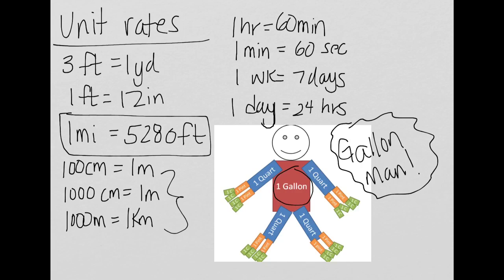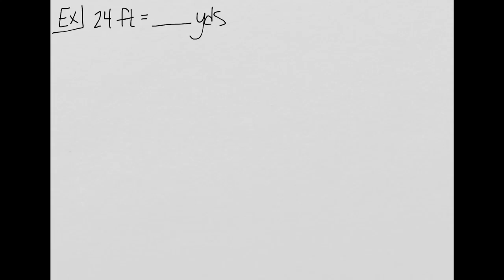So in 1 gallon, we have 4 quarts. So those are his arms and legs. And then within each quart, you have 2 pints. And then each pint is 2 cups. All right. So if I say how many cups are in 1 quart, well, 1 quart is 1 whole arm. So in 1 whole quart, there are actually 4 cups. So if you want to kind of remember Gallon Man to help you, go for it. If not, you're going to have to find a way to memorize these if they're not provided for you on anything we're doing. All right, so let's get started with some examples.